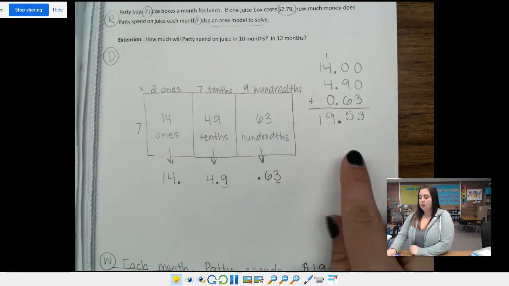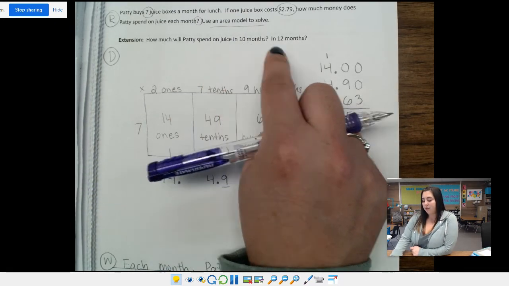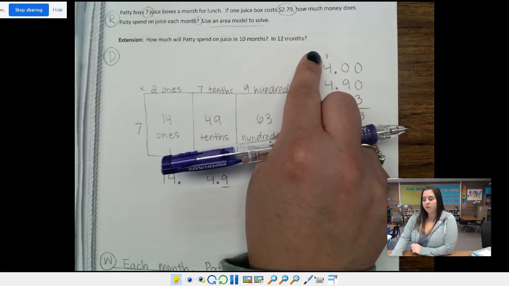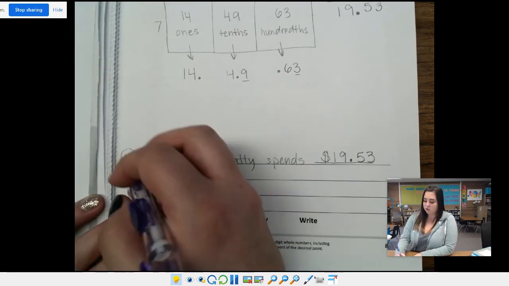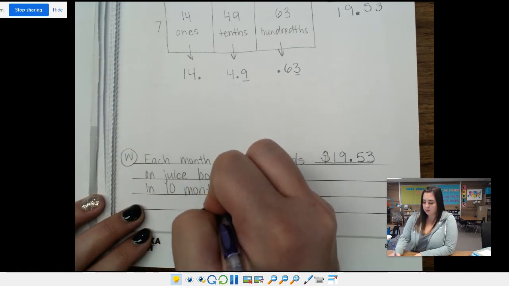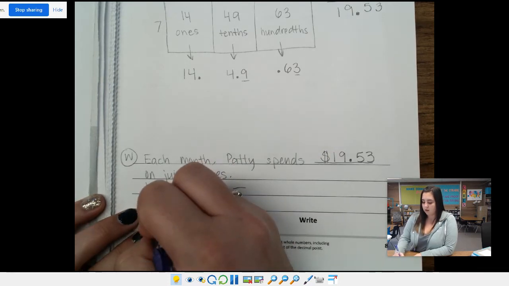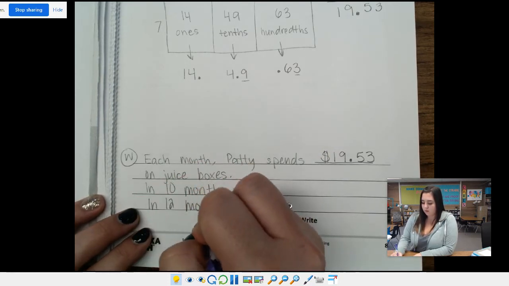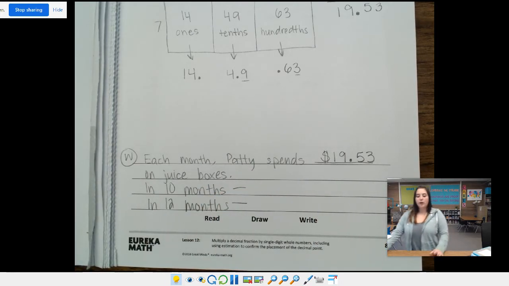So the first part is how much will Patty spend on juice in 10 months? And then in 12. Because we don't have a ton of room down here, let's just say in 10 months, and then we can list the price. In 12 months, and then we'll list the price again. Because we won't have enough room to write 2 more sentences, I'm thinking. Okay, so first give it a shot.